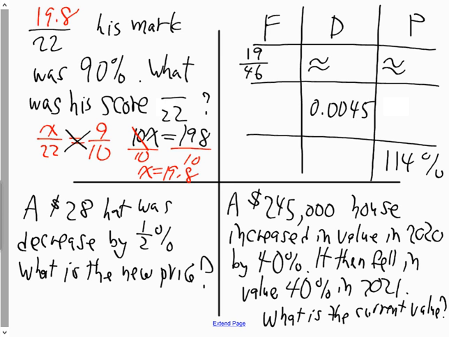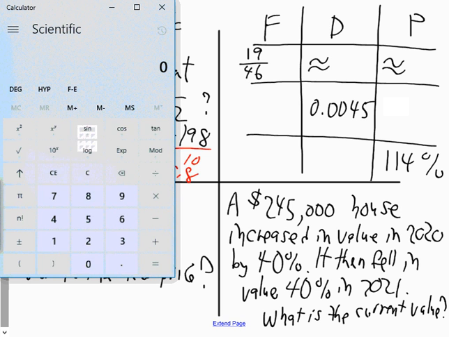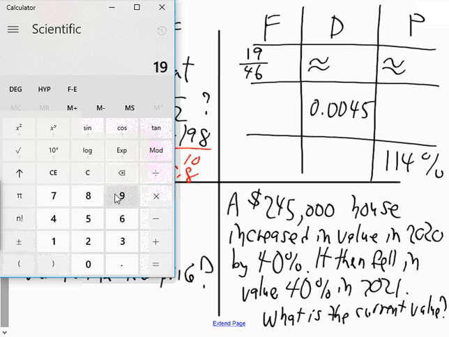Second question, it gives us a table of fractions, decimals, and percents. The first fraction is 19 over 46. What's the easiest way to change 19 over 46 to a decimal? You take the numerator and you divide it by the denominator. So 19 divided by 46 is the simplest way to change any fraction to a decimal.